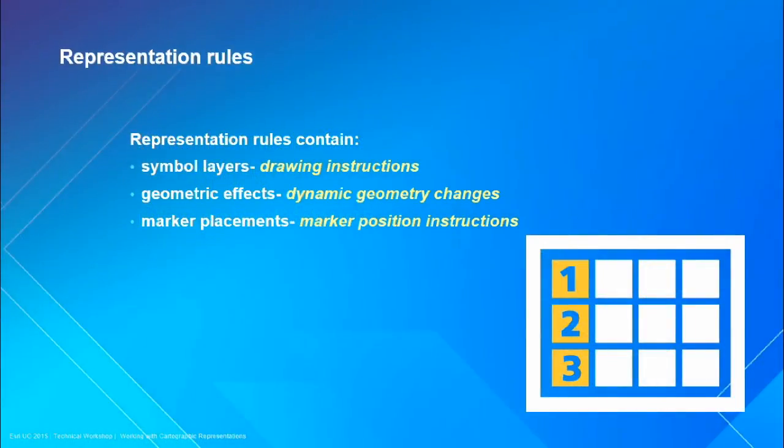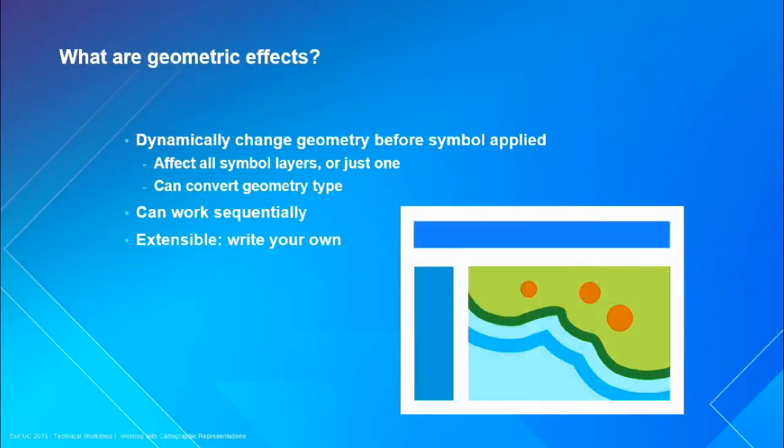So a little bit of review. Symbol layers, that's what contains the actual drawing instructions. Those are the primitives. The geometric effects are the dynamic geometry changes, and the marker placements are the marker positioning instructions. So that can be as related to point geometry, or perhaps markers along a line, at line ends, at the center of a line, within a polygon, maybe one single point in a polygon, the way we had with the kayak or the golf course, or maybe dispersed throughout the polygon. So that's what the marker placements are.